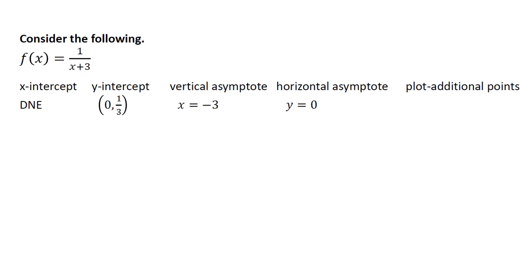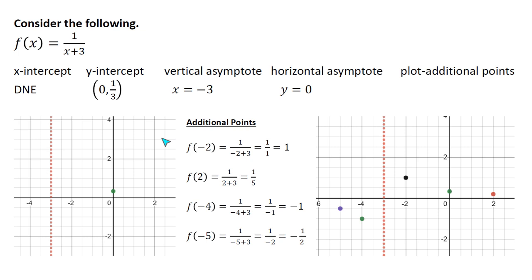Okay, so far we have that information, and the last step is to graph it, and you will need additional points. So first, let's graph everything that we have so far. So we have our vertical asymptote at x equals -3. Our horizontal asymptote is the x-axis. So we don't have to graph it since it's the x-axis. My y-intercept is at 0 and 1/3. And that's all the information I have.